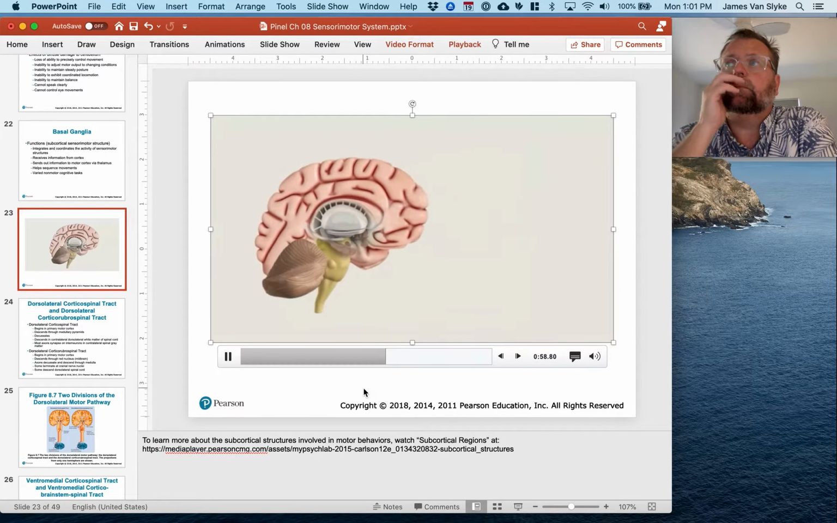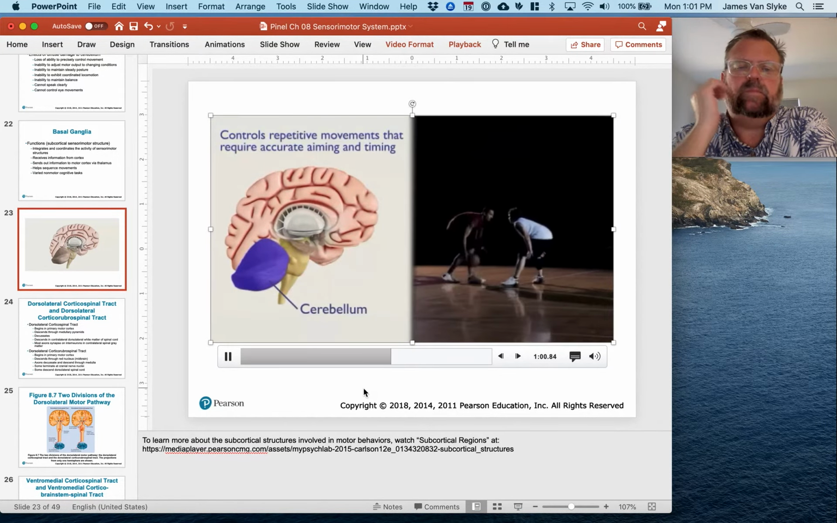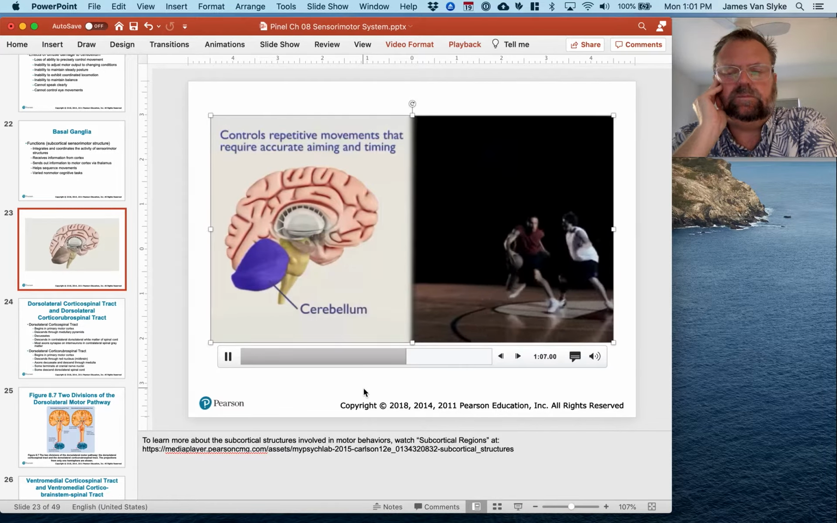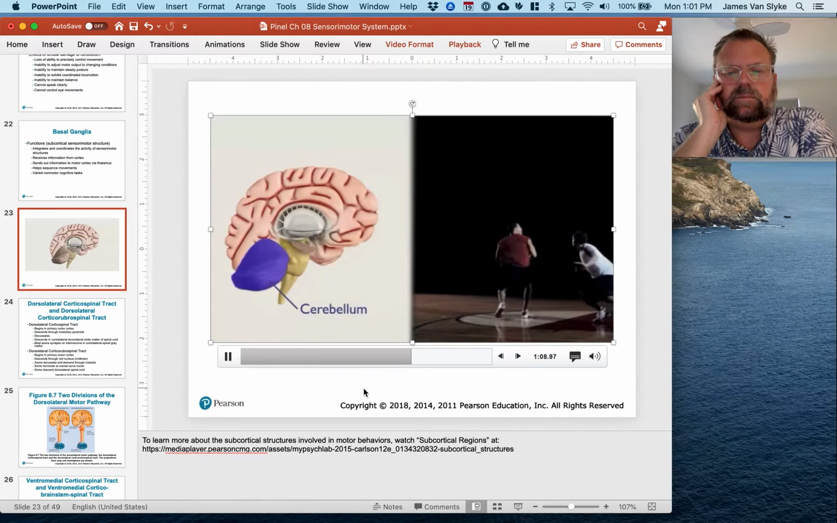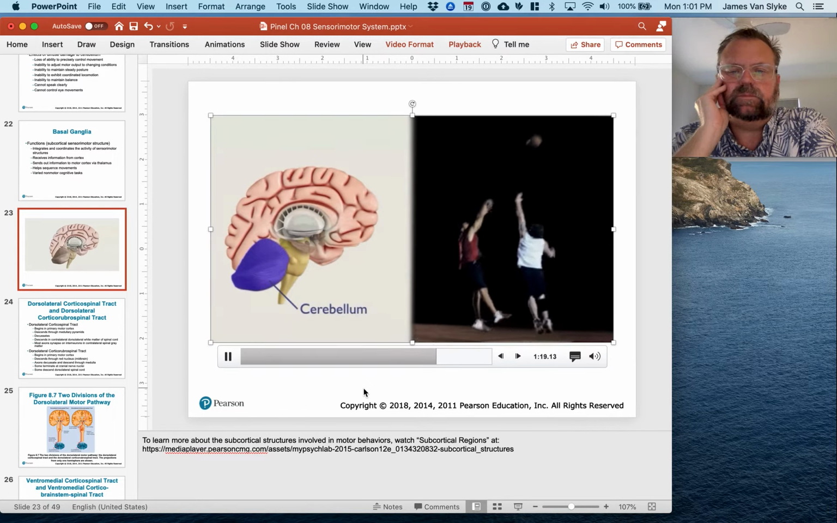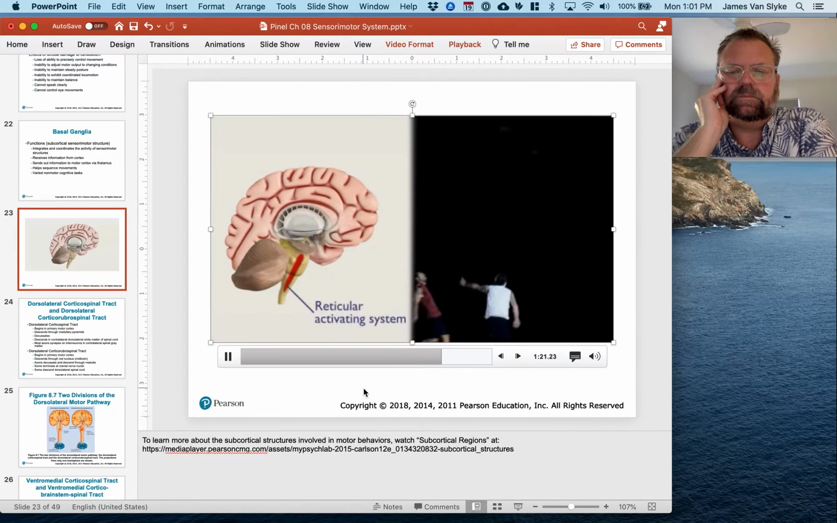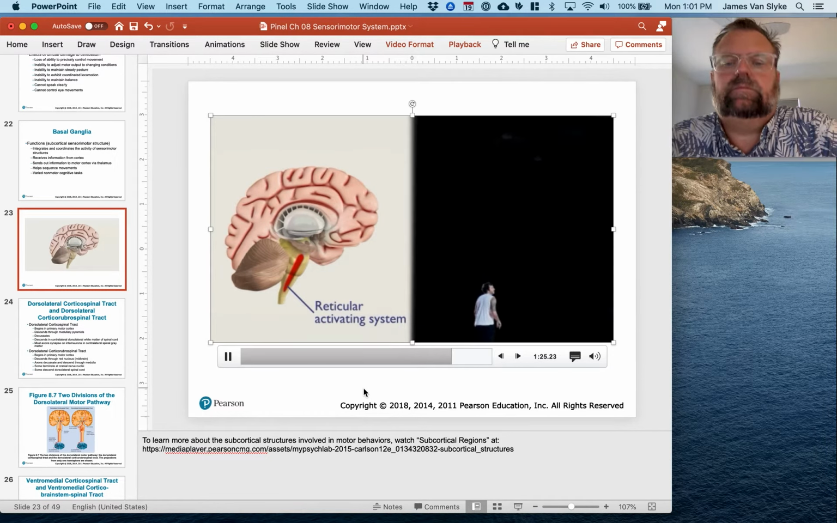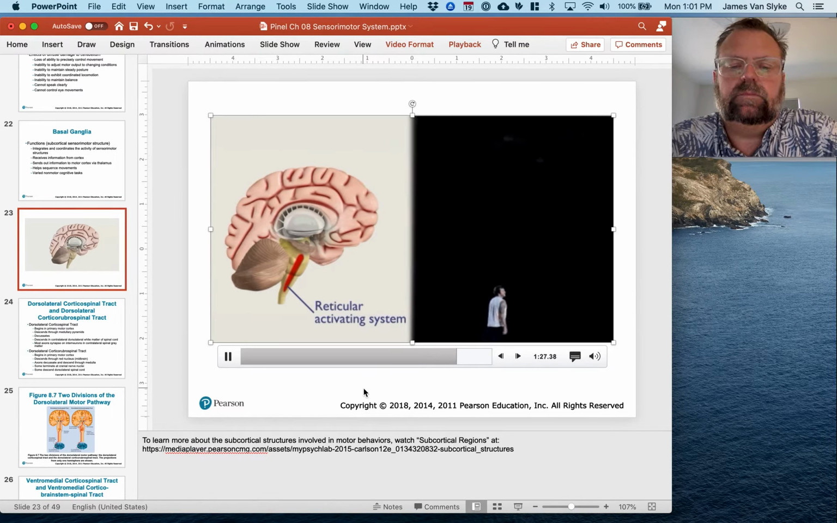The cerebellum controls repetitive movements that require accurate aiming and timing, which are essential for passing the ball and running up and down the court. People with cerebellar damage lose coordination and often appear clumsy, bumping into things and tripping. The cerebellum helps to smoothly guide our movements toward targets. The reticular activating system regulates muscle tone. Without it, you would completely collapse.